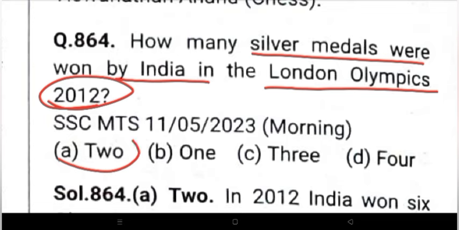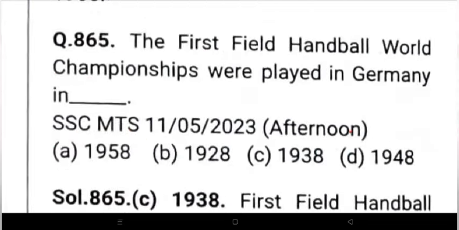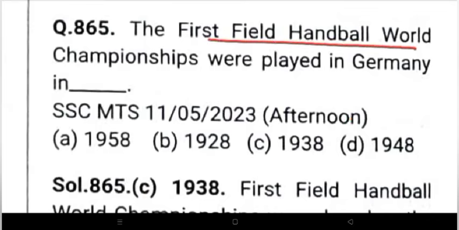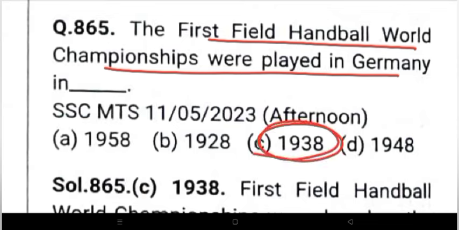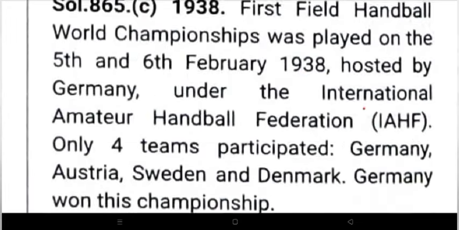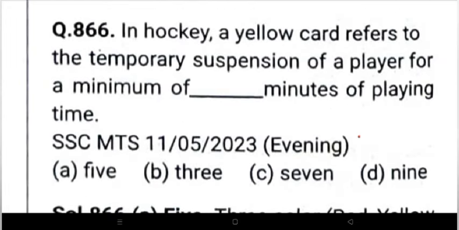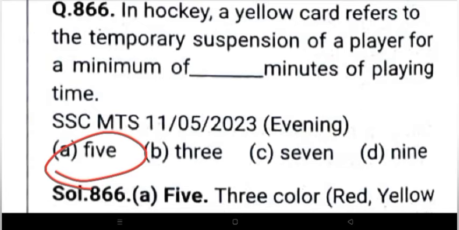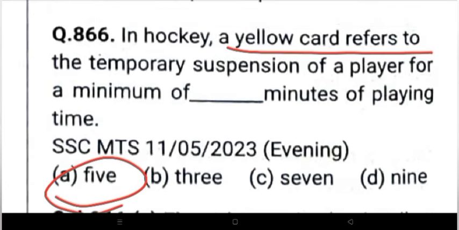India won 2 silver medals at the London Olympics 2012. Next, the first field handball world championship was played in Germany in 1938. Next, in hockey, a yellow card refers to the temporary suspension of a player for a minimum of 5 minutes of playing time.